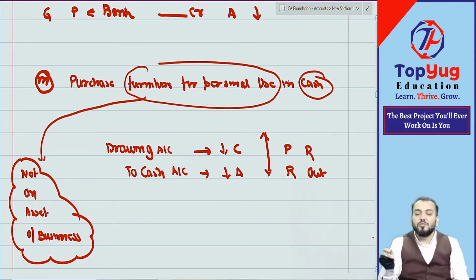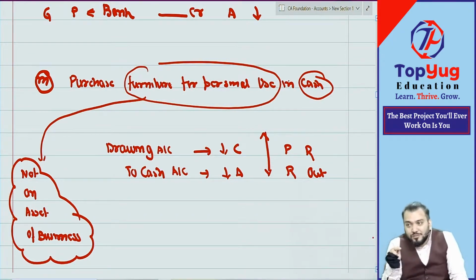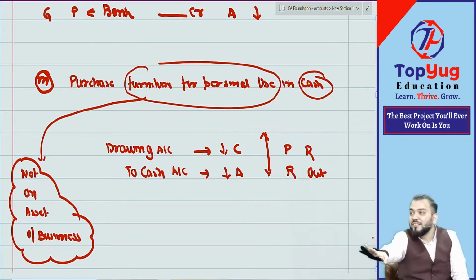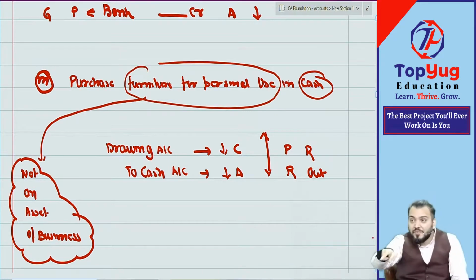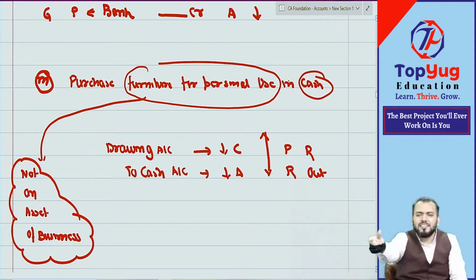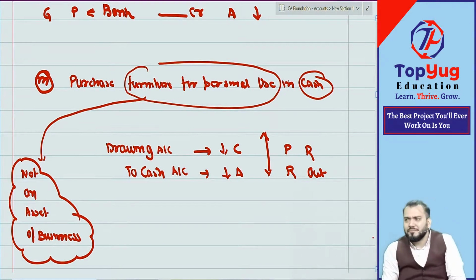One note is given. First note: any personal transaction which does not affect the financial position of the business will not be recorded. Then again one note is given: any personal transaction which affects the financial position of the business will be recorded. Then I think I have given some examples also that time.